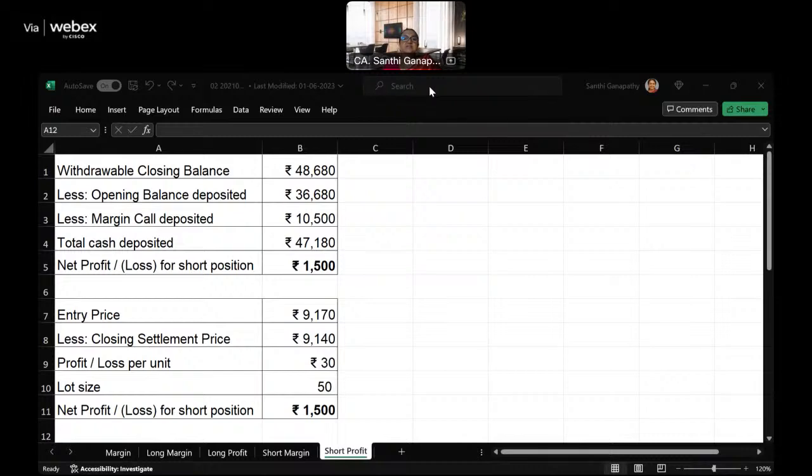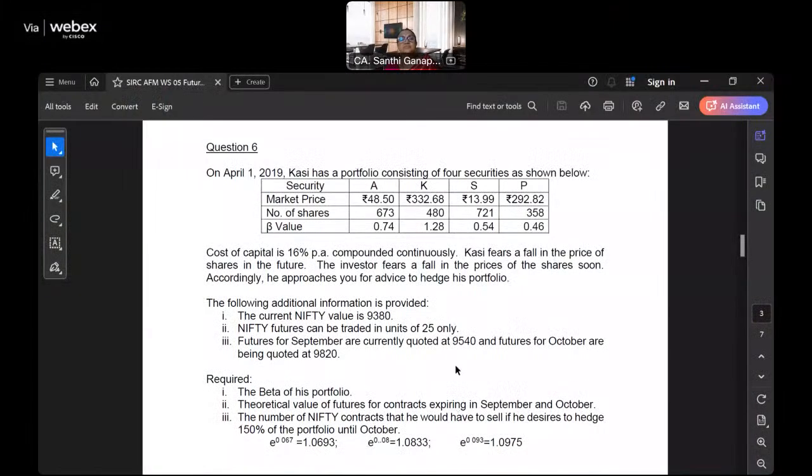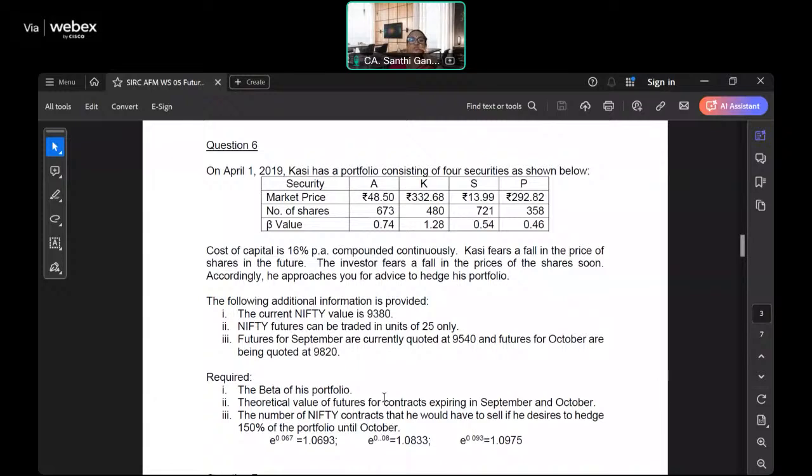Okay, next, let us move on to the next question. What do we know now? Required the beta of his portfolio. The other day we did portfolio management, we know how to find beta. Theoretical value of futures contract. Now, theoretical value, fair value, intrinsic value, all means we will try to find out what the value should be. That is, we will find the future value, the number of Nifty contracts that he would have to sell if he desires to hedge 150% of the portfolio.